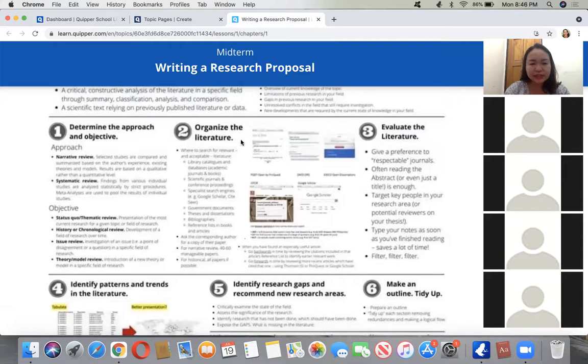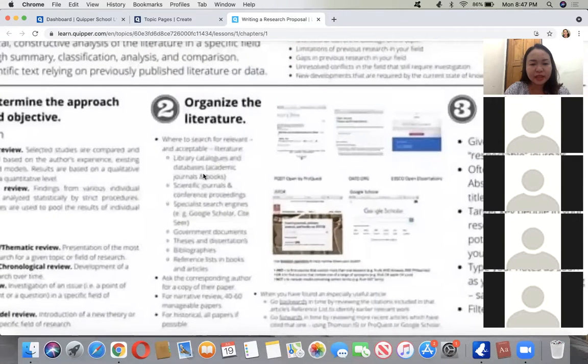The second step is to organize the literature. When you organize it, you select literature which is relevant and acceptable. Relevant to your topic, and acceptable.